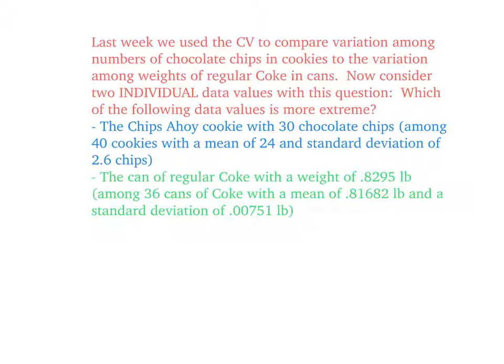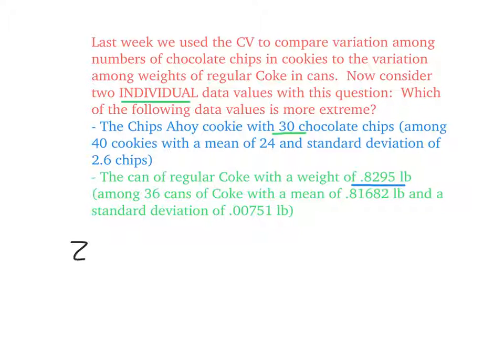All right. This one says, last week we used the CV. Remember, CV is the coefficient of variation, to compare the variation among numbers of chocolate chips in cookies to the variation among weights of regular Coke in cans. And we had to use CV because they have different means and different units, pounds versus chips. Now, consider 2 individual data values, keyword individual, with this question: which of the following data values is more extreme? Okay, here we go. The Chips Ahoy cookie with 30 chocolate chips, or the can of regular Coke that weighs that much.